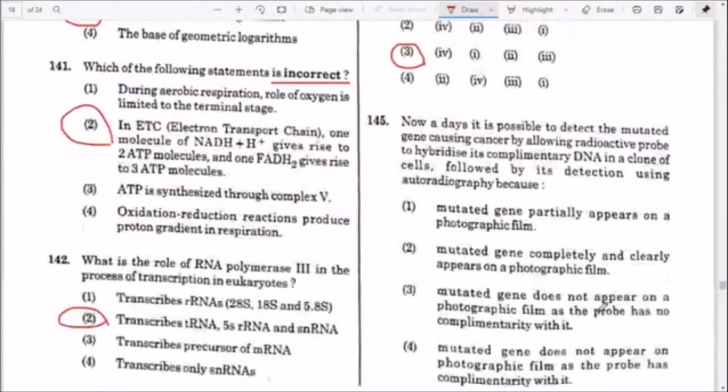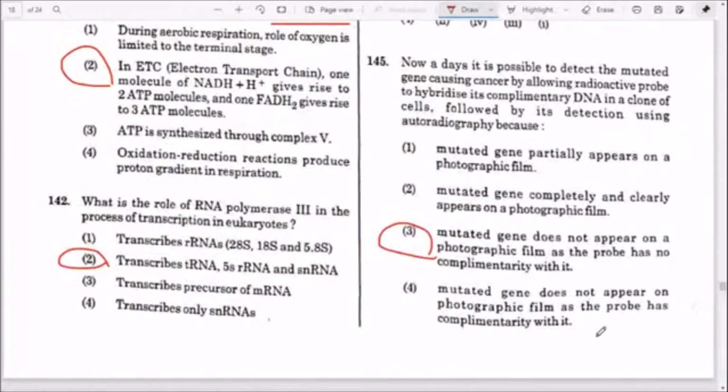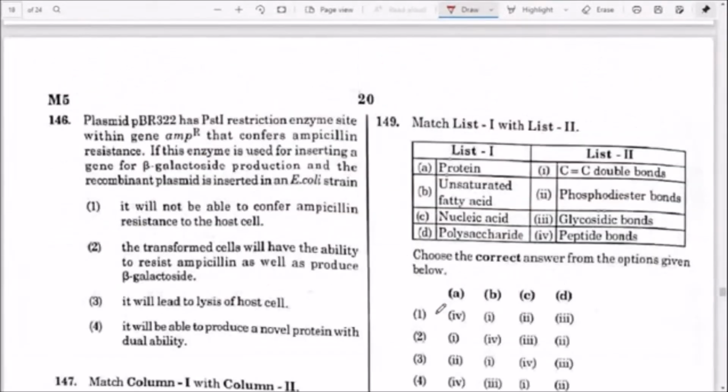Next, question number 145. Nowadays, it is possible to detect the mutated gene causing cancer by allowing radioactive probe to hybridize its complementary DNA in a clone of cells, followed by its detection using autoradiography, because mutated gene does not appear on a photographic film as the probe has no complementarity with it. Option number 3 is correct option, students. Next, plasmid pBR322 has PstI restriction enzyme site within gene ampR that confers ampicillin resistance.